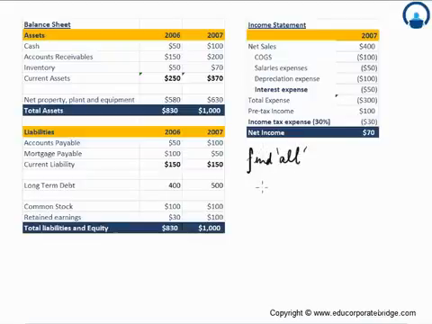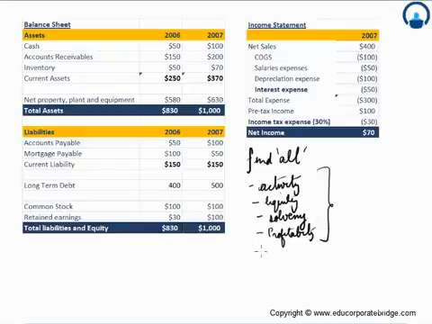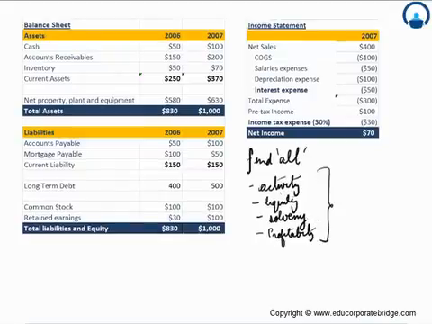So all ratios were divided into four parts, as we have discussed: activity ratios, then we had the liquidity ratios, then we've discussed the solvency ratios, and finally the profitability ratios. So we'll actually calculate almost all of the ratios which we have discussed earlier in the previous video tutorials. So let's start with the activity ratios.